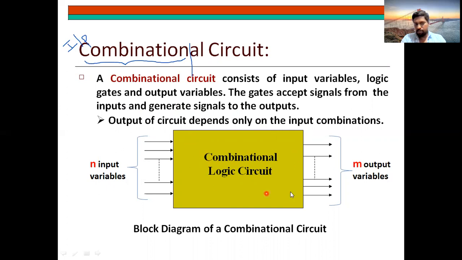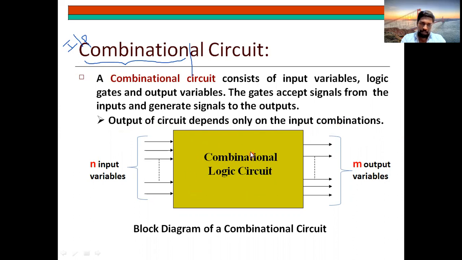If you see the block diagram here, you have n number of input variables, and these are given inside the circuit. Here processing will start and then you will have m number of outputs. The important point is that the output of the combinational circuit depends only on the input combinations. This is the important point you need to remember.